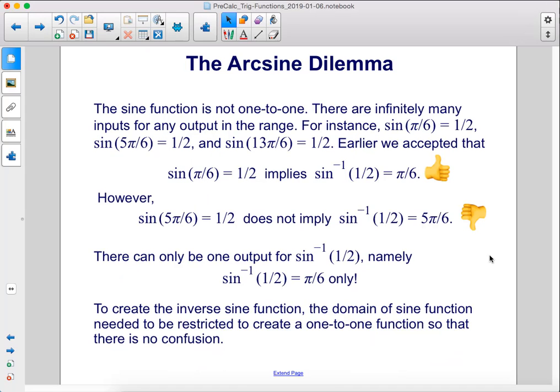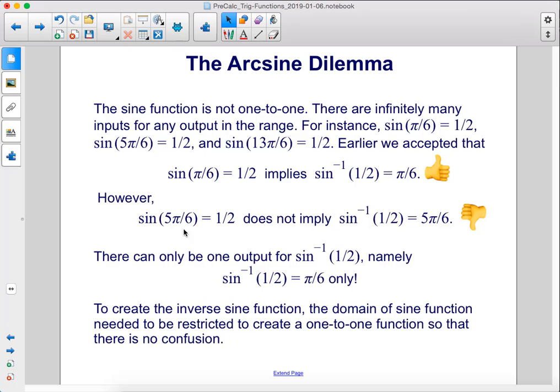The sine function is not one-to-one. There are infinitely many inputs for any output in the range. For instance, sine of pi over 6 is 1/2, sine of 5 pi over 6 is 1/2, and sine of 13 pi over 6 is also 1/2. Earlier, we accepted that sine of pi over 6 is 1/2 implies that sine to the negative 1 power of 1/2 equals pi over 6.